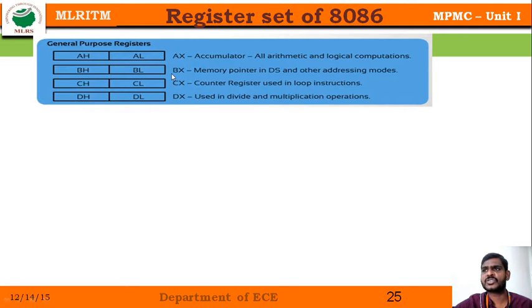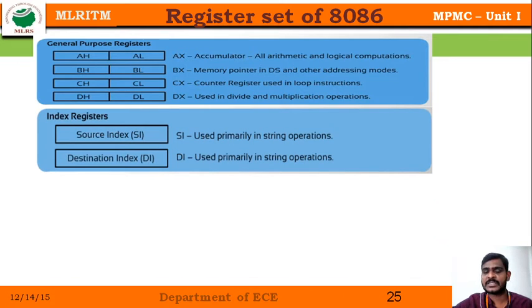The BX register is simply called a memory pointer, and in the data segment, in other addressing modes, it can be used as a base register. Only BX can be called a base register. CX is a counter register used specifically when loop instructions are executing. DX is used for specific operations like division and multiplication. The DX register needs to be mentioned, and it can also be called the data register.